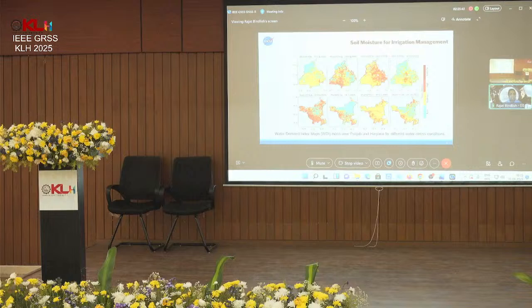Then this is an example that shows the use of soil moisture for determining water demand or irrigation for Haryana and Punjab areas, which are, as you know, very agriculture dependent. And this was done for 2017, 2018 and 2020 periods for those states.